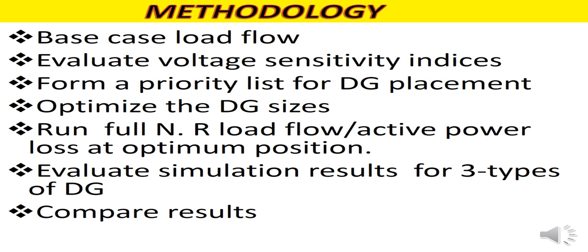After that, run the final Newton-Raphson load flow to obtain the active power loss, and then evaluate the voltage profile in each case of the different types of DG placed at optimum position. Finally, evaluate the simulation result for these three types of DG by comparing the losses and the voltage profile for each of these different types of DG.